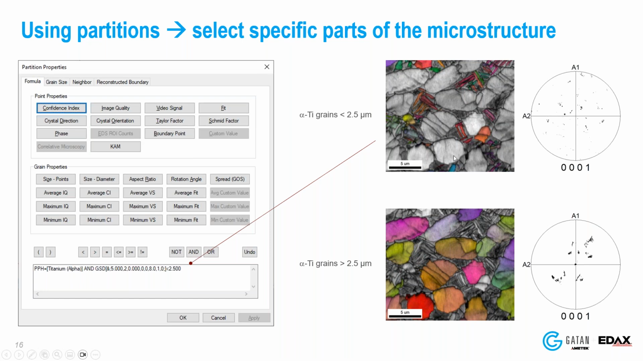You can display them here in color on a gray level background. And if you make a pole figure, it will only show those points. If I look for the larger grains, I just flip this operator to larger than 2.5. I get the big ones. And I can this way separate small grains from the large grains, looking at the pole figure distribution or a texture, if that would be relevant.